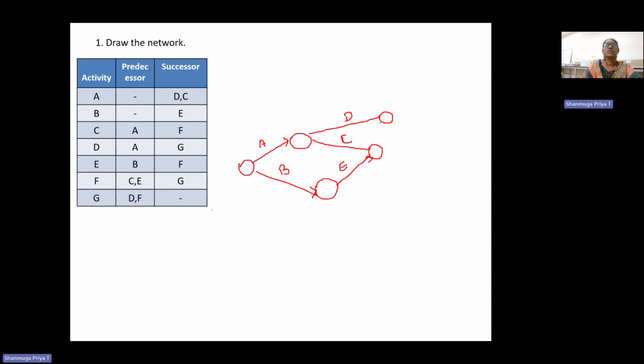F will start after completion of C and E. I will start directly to this because this one is the last activity. So F will come after completion of C and E, and after D and F are completed, there is an activity G.